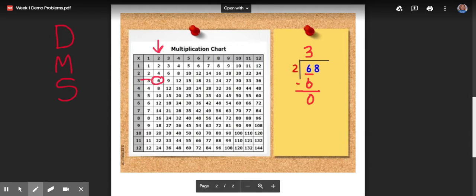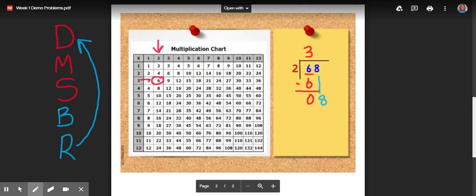Now I'm going to bring down the 8. So my next step is B, bring down. I'm going to bring the 8 straight down. 2 divides into 8. So now I'm going to R, repeat. I'm going to go all the way back up to the top to divide, and I'm going to repeat.